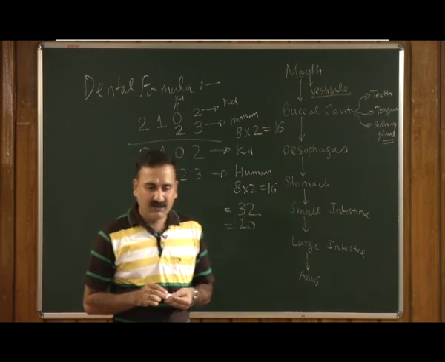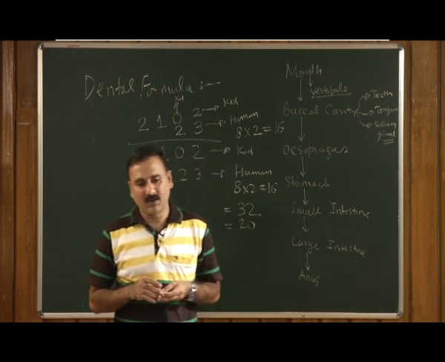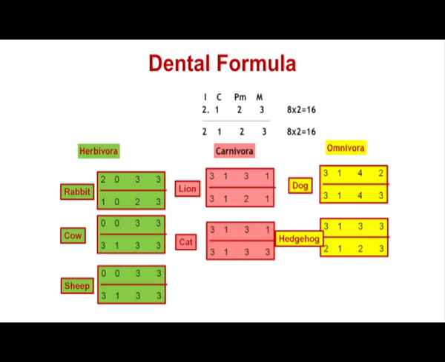Now, you can see the dental formula for different types of organisms or animals given in the slide, classified as per their feeding habits. The idea of showing this is to emphasize that you have different types of teeth and their usage mainly depends on the type of food you take. We have 3 examples of herbivora, 2 examples of carnivora and 2 examples of omnivora.